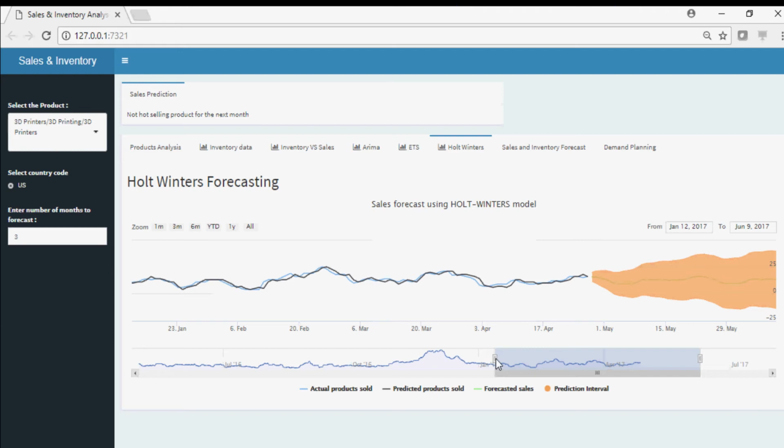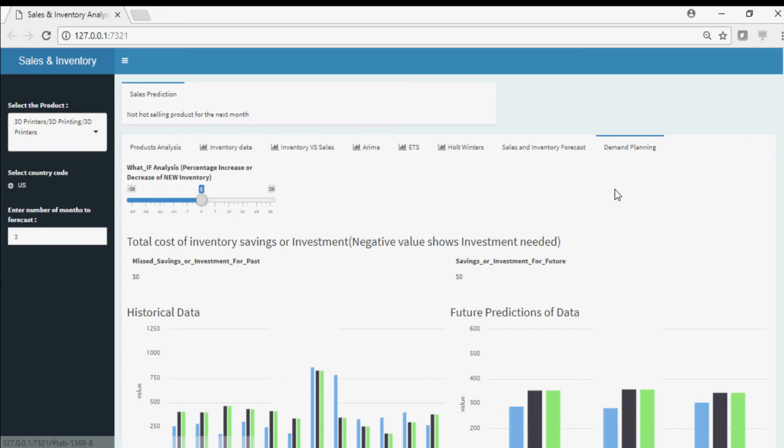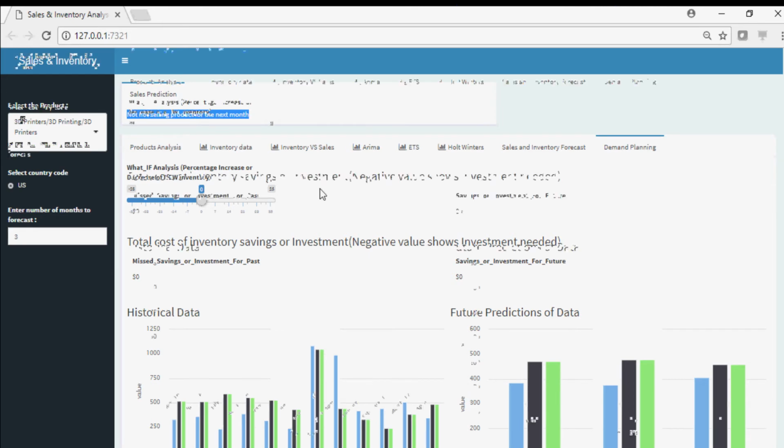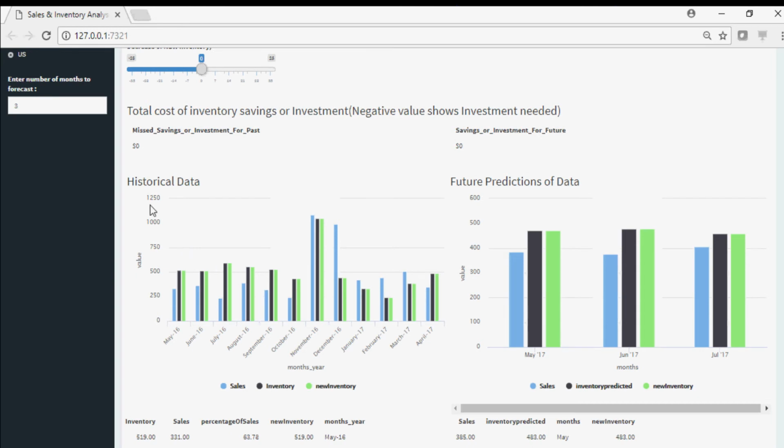So this is what happened in my sales on these tabs, and what would happen to my sales in the next 3 months. Now let's do a what if analysis on this dashboard. Here it tells you that it's not a hard selling product for next month, so that's a prediction. Well, fine. So here, this is your historical data, the sales, inventory, so sales in blue, inventory in black, and the new predicted inventory. We're going to talk about it in a minute. And then these are the predictions for the next 3 months, sales and inventory.